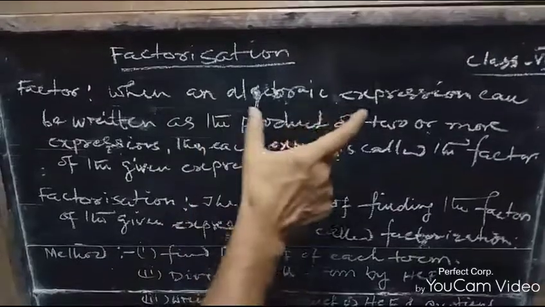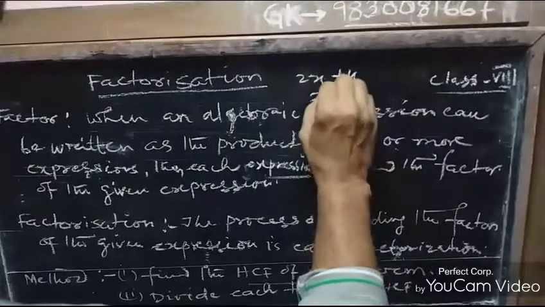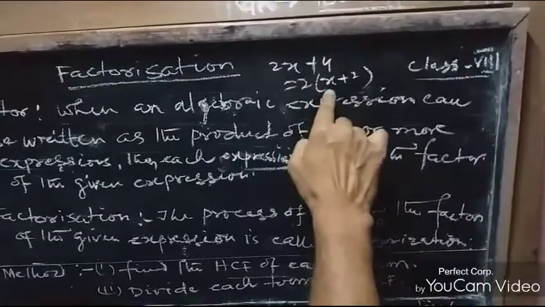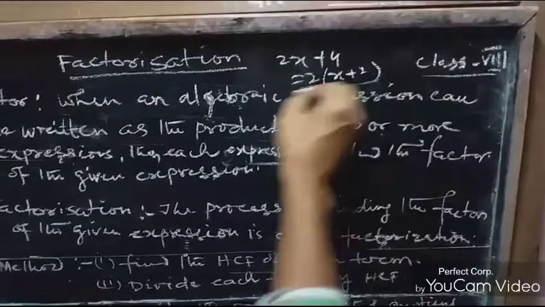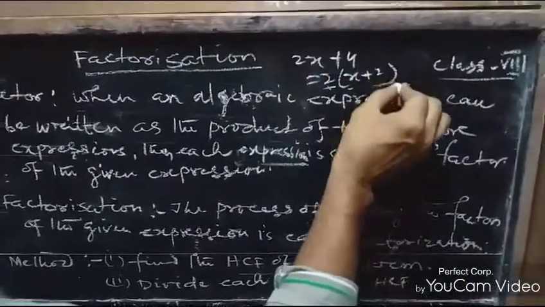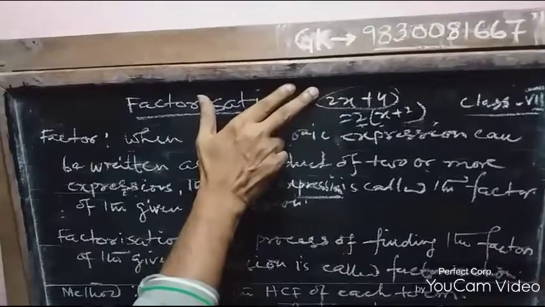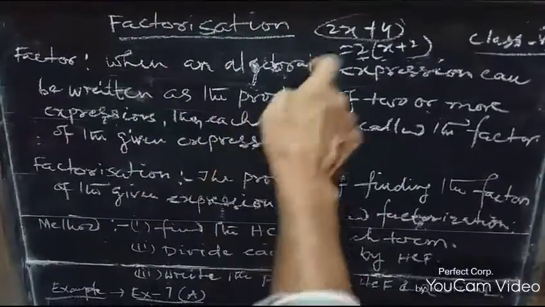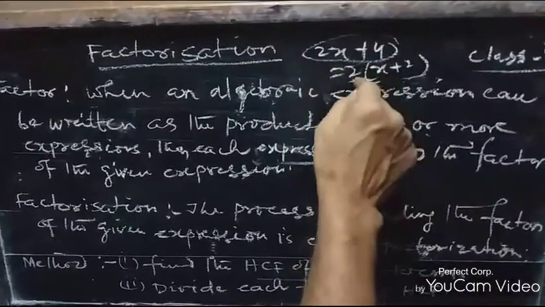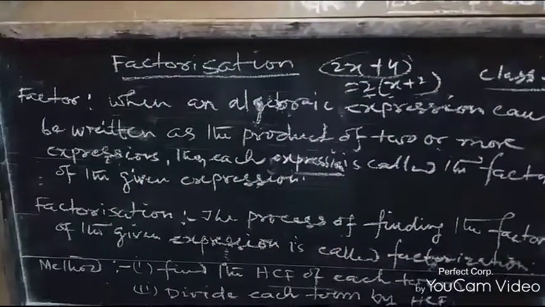For any algebraic expression, maybe 2x plus 4, it can be written as 2 times (x plus 2). So this is the product of two expressions. It may be a monomial, it may be a binomial, whatever. Each of these expressions is called a factor. This is the meaning of factor. What is factorization now? The process of writing an expression as a product of two or more expressions is known as factorization.